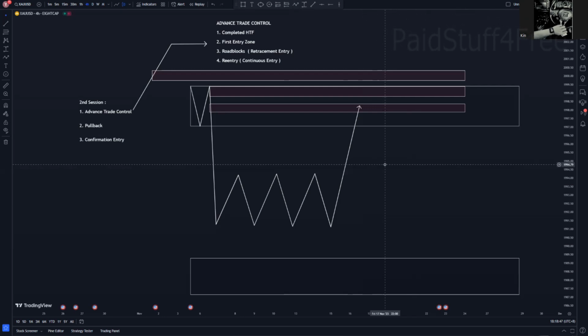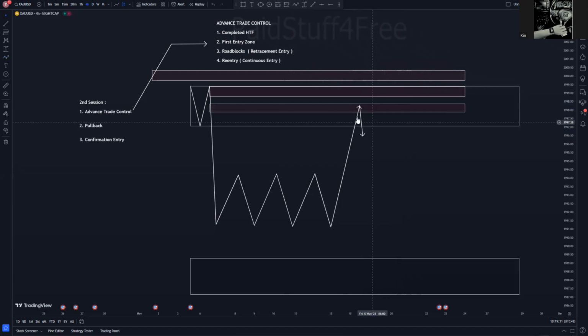So for example, right now, why do we use the first entry zone? We're going to answer that question. The reason why we use the first entry zone is that after the price creates the confirmation entry, and after the price goes down, we want the price to create what? The trade control, right? We want the price to create this thing. But if there is no trade control, the price has a big possibility to go up again, maybe to this zone or to a higher zone, something like that, right?